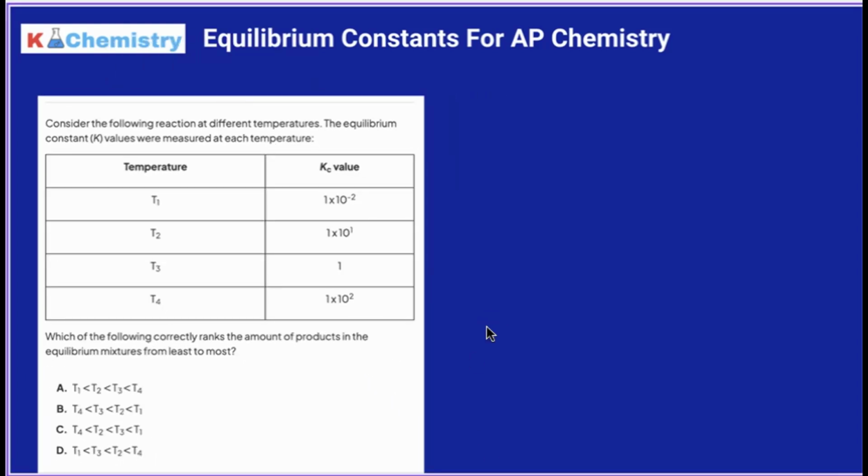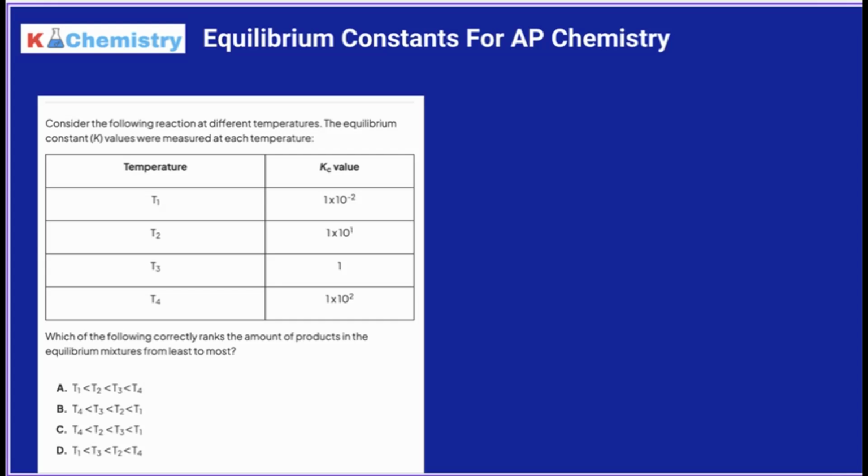Okay, consider the following reaction at different temperatures. The equilibrium constants were measured at each temperature, T1, T2, T3, T4. Which of the following correctly ranks the amount of products in the equilibrium mixtures from least to most? That's a very easy one. The answer is D. The larger the Kc value, the greater the amount of products compared to the reactants. For more Kc, I have more products than reactants.